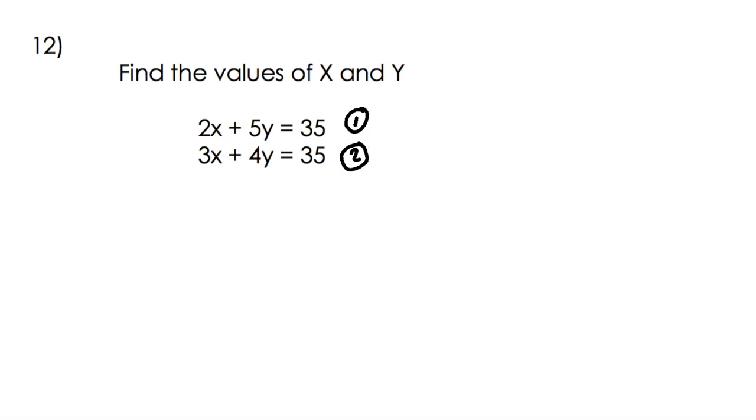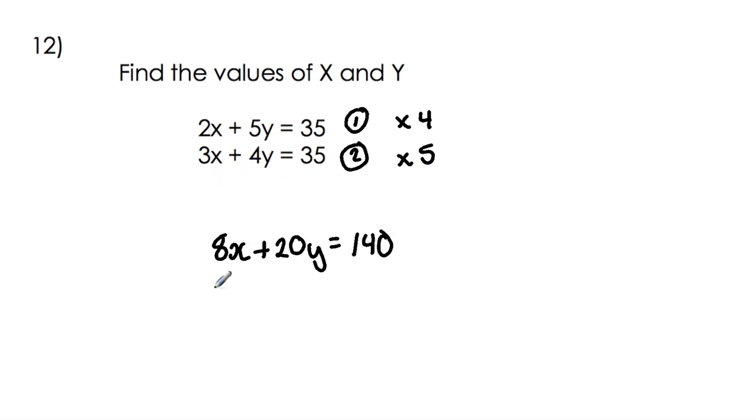Now, it's completely up to you which variable you want to eliminate, either x or y. I'm going to eliminate y. Therefore, I need to make the y variable the same. To do this, I'm going to multiply the top equation, equation number 1, by 4, and the bottom equation, equation number 2, by 5. So 4 times 2x is 8x. 4 times 5y is 20y. 4 times 35 is equal to 140.